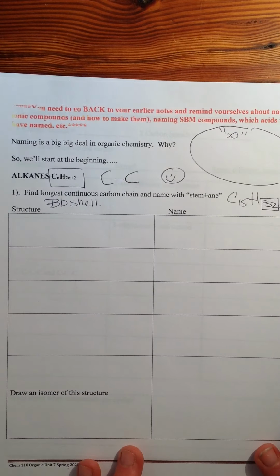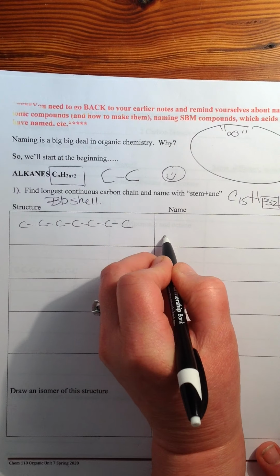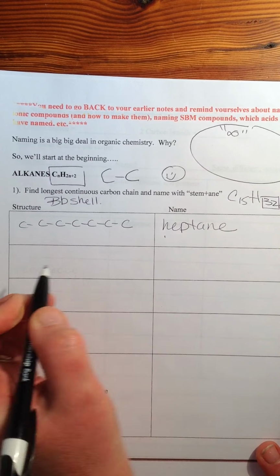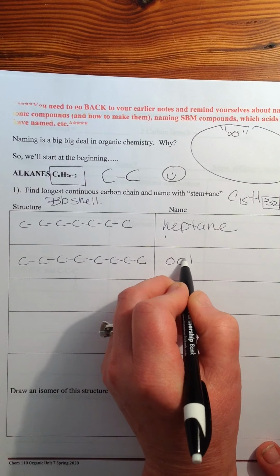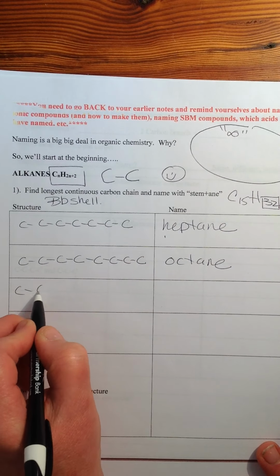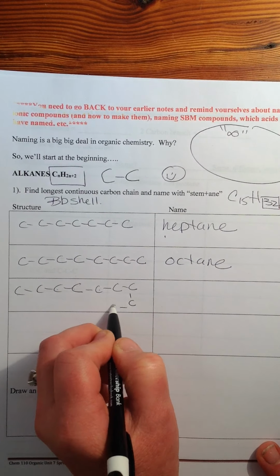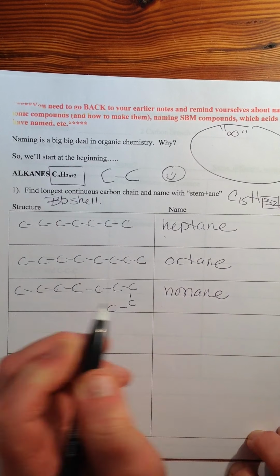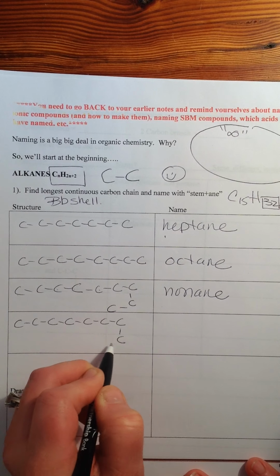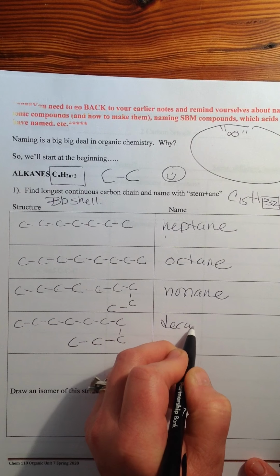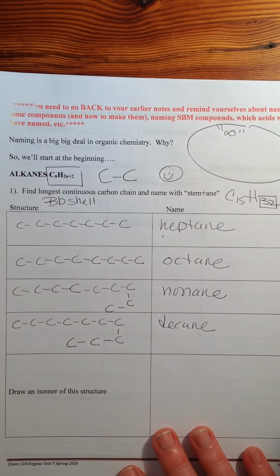We're going to pick up 1, 2, 3, 4, 5, 6, 7 would be heptane. 1, 2, 3, 4, 5, 6, 7, 8, octane. 9. 1, 2, 3, 4, 5, 6, 7, 8, 9, nonane. And finally 1, 2, 3, 4, 5, 6, 7, 8, 9, 10, decane. And remember, all of these carbons have to have hydrogens to fill out their formula.